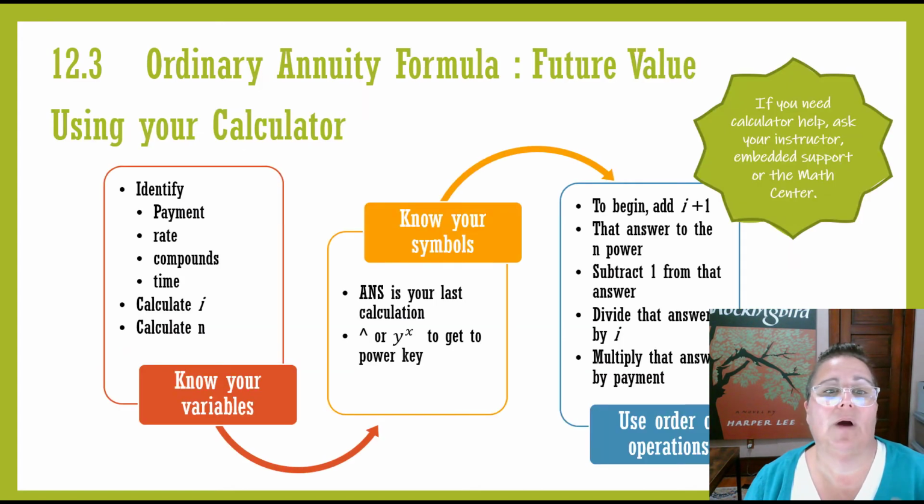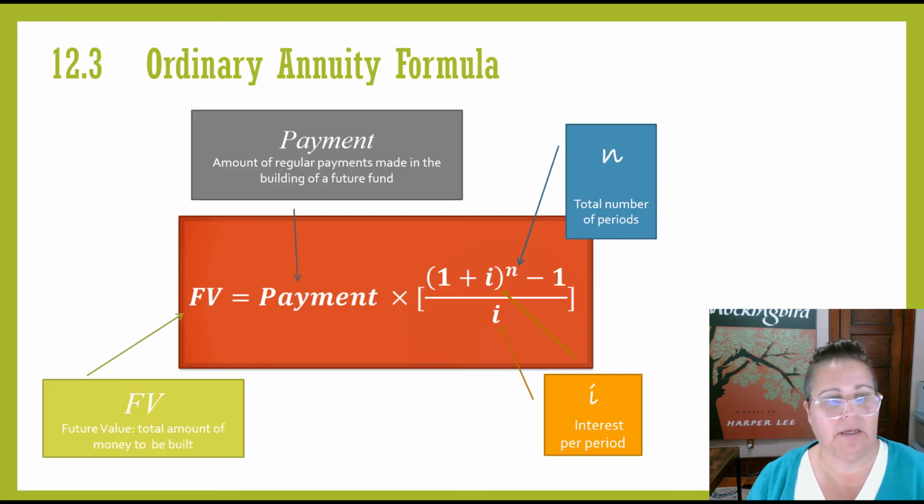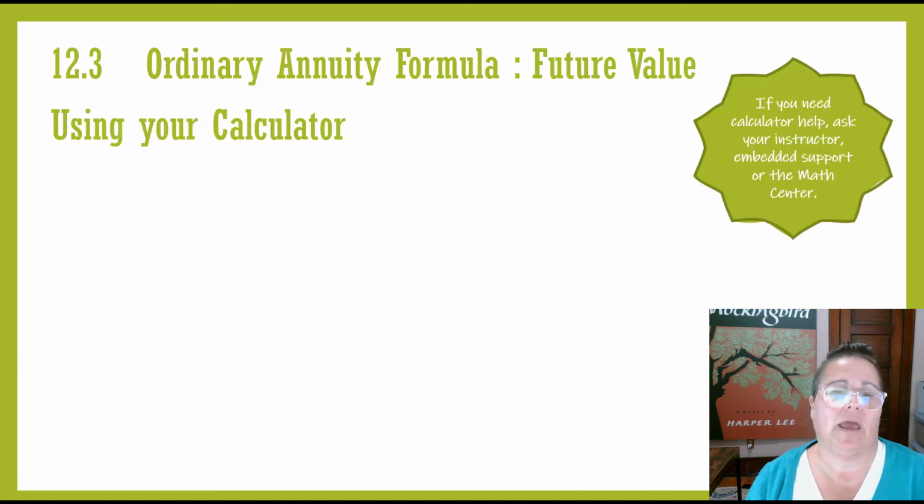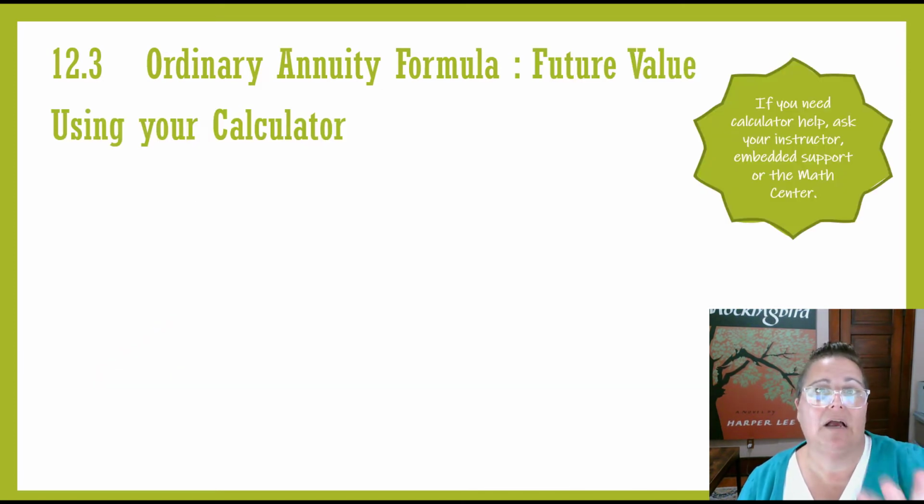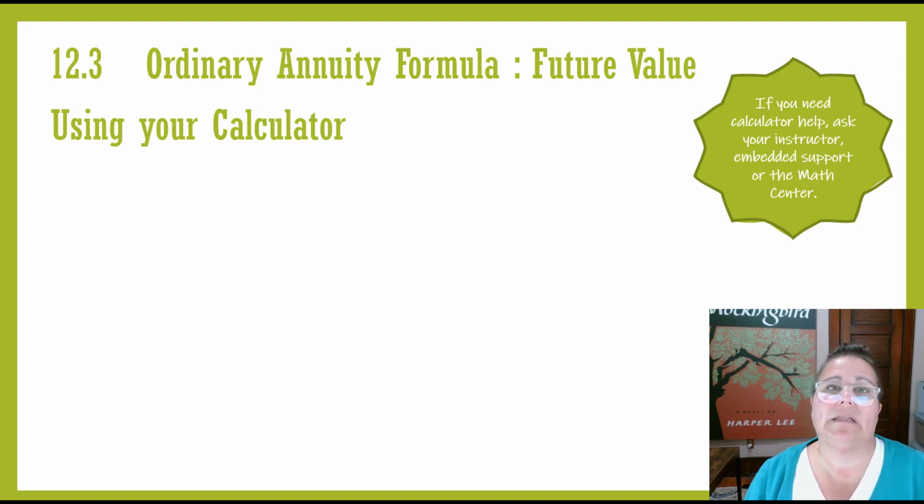So we want you to be able to use your calculator to do this. Let's just do it. Now, if you need calculator help, please be sure to ask myself, Embedded Support, or the Math Center. Get to somebody who knows how to use a calculator. It's really hard to guess and check these. When you do annuity, it's really hard to guess them. So it's best that you know how to use a calculator. And for many of you, it'll be best if you go through the problem twice, sometimes 3 times, to make sure you're getting the right answer.